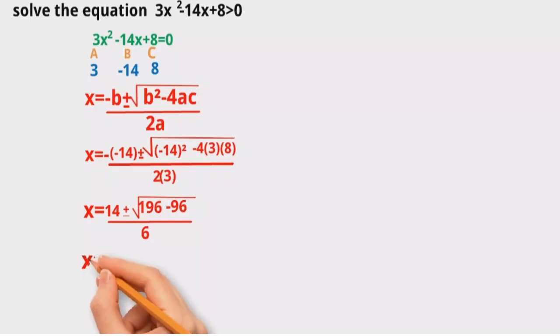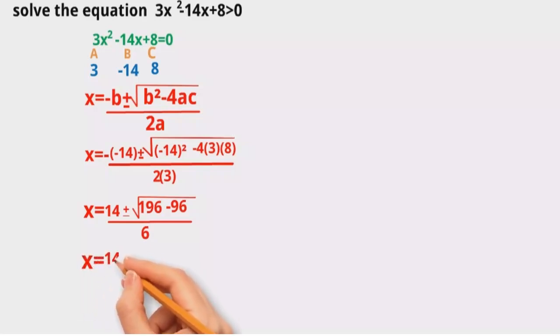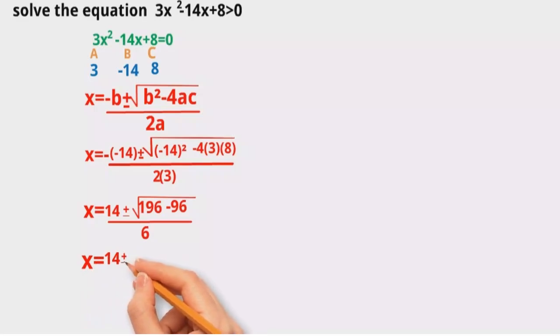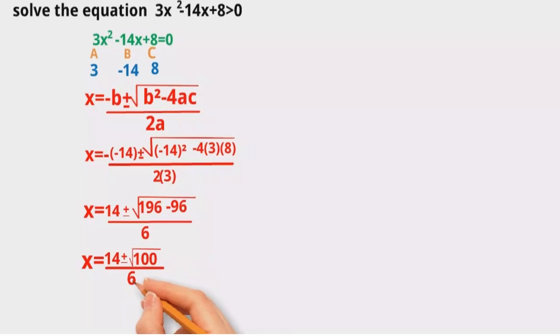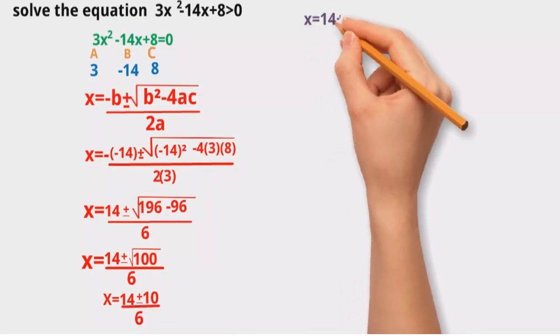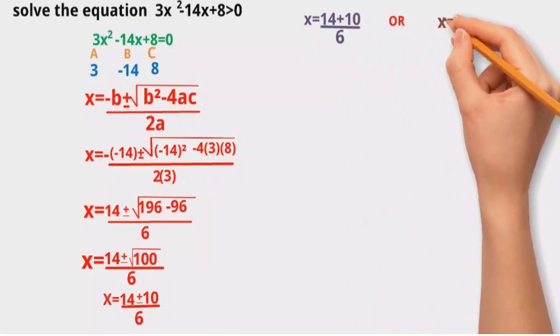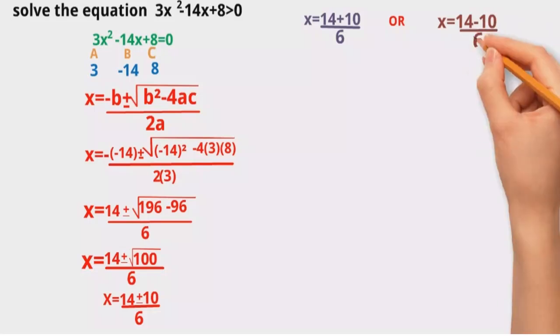Thereafter, we write x is equal to positive 14 plus or minus square root sign, then we subtract 96 from 196 to get 100 over 6. Next, we write x is equal to positive 14 plus or minus. Now let's find the square root of 100, which is 10. Hence, the square root of 100 is 10 over 6. Now, here we can say 14 plus 10 over 6, or 14 minus 10 over 6.